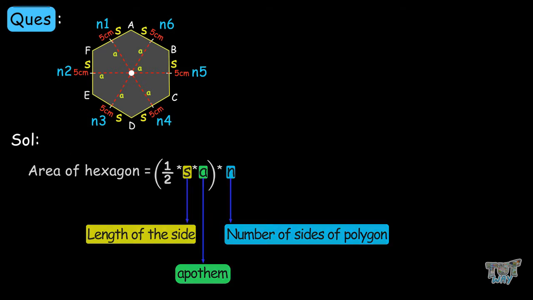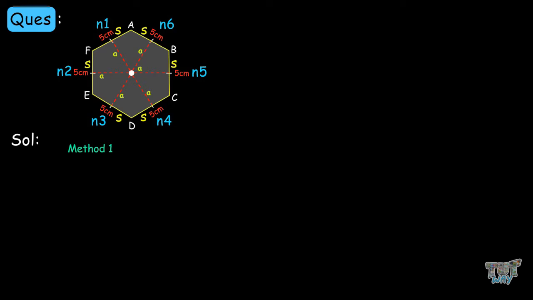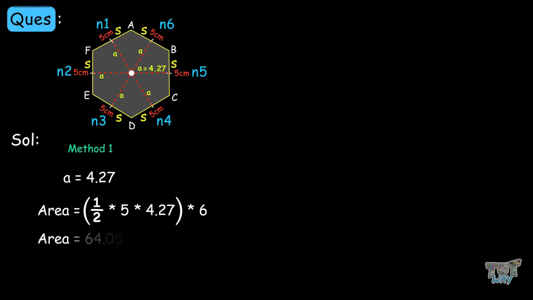Now let's solve the question with this method. We need to have the length of the apothem, and apothem in this case is 4.26666 or 4.27. Putting the value into our formula, we get half multiplied by 5 multiplied by 4.27. And then multiplied by 6. And calculating it, we get 64.05, or you can round it to 64 centimeters squared. Let's move on to the second method.